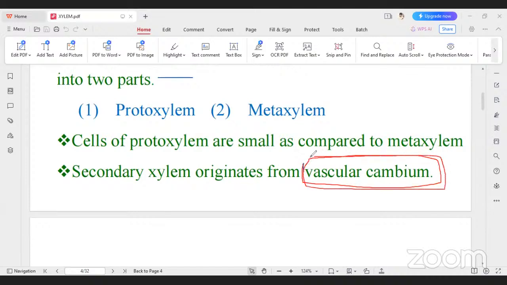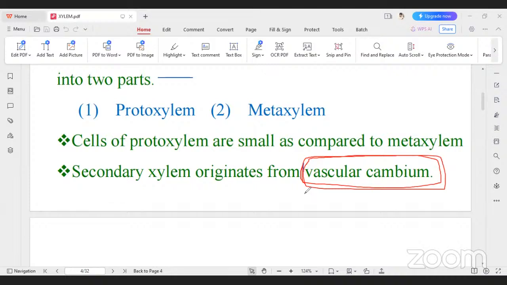Where is the vascular cambium? Actually, this vascular cambium develops before secondary growth. I will explain it clearly in secondary growth, but remember the word vascular cambium. After the cambium ring is formed, secondary xylem cells originate from the cambium ring.